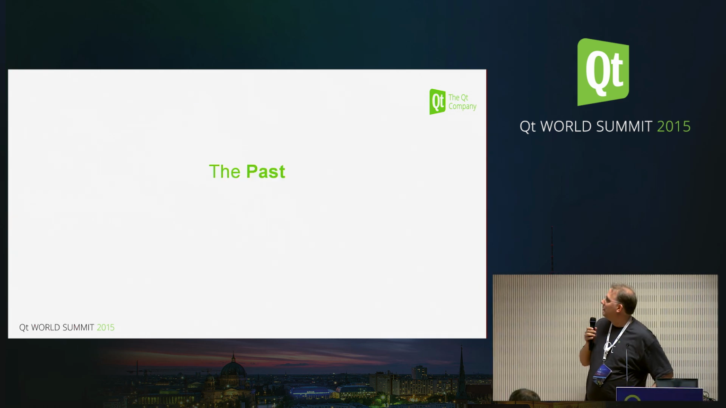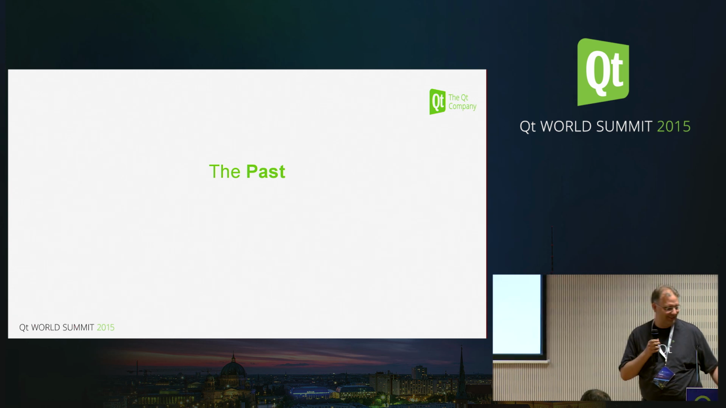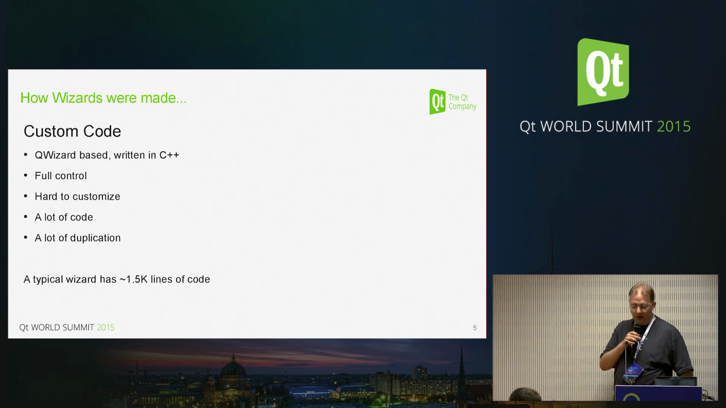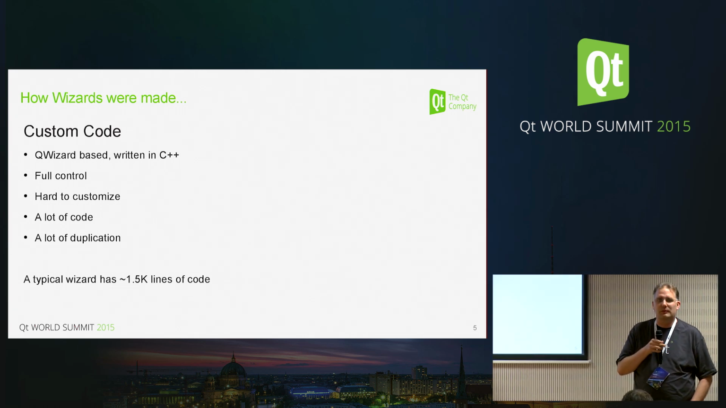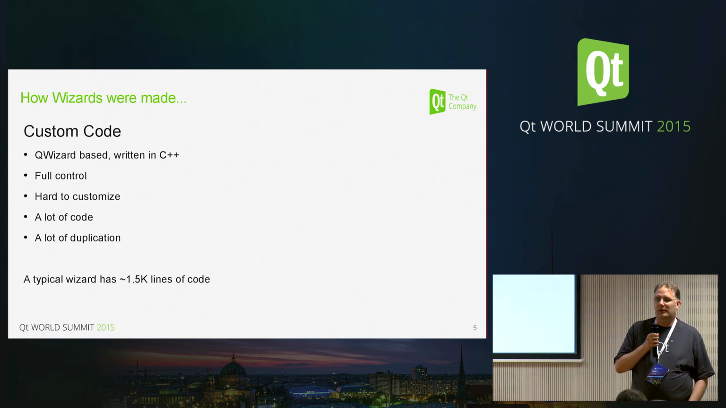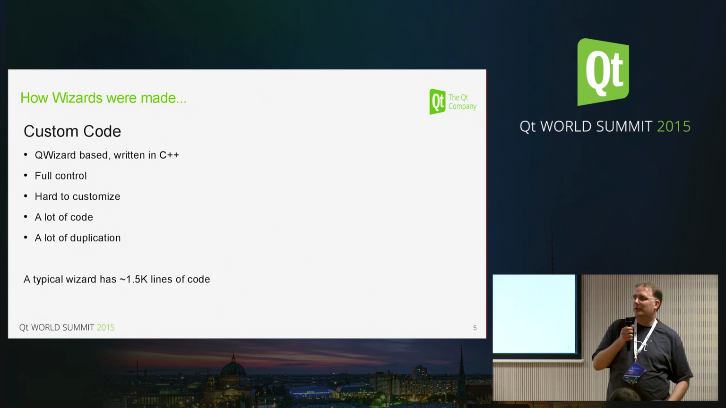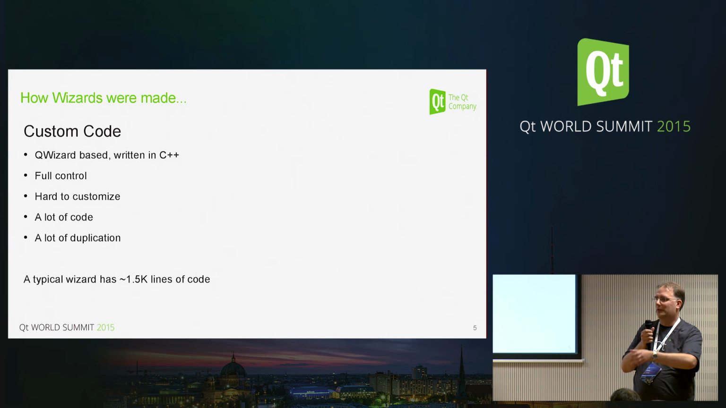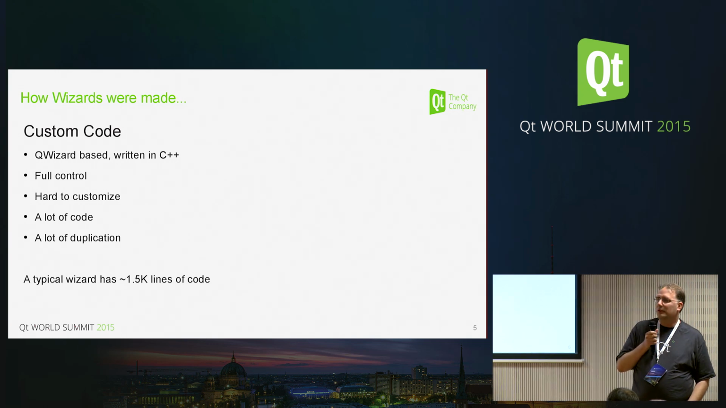So let's go over to the dark past of last year. So in Qt Creator, to write a wizard, you had to write custom code. So you had basically a factory which had all the metadata you needed for the dialog you just saw, with a name for the wizard, an icon, a short description, all that stuff. And that returned a QWizard, and you basically had to implement that yourself.